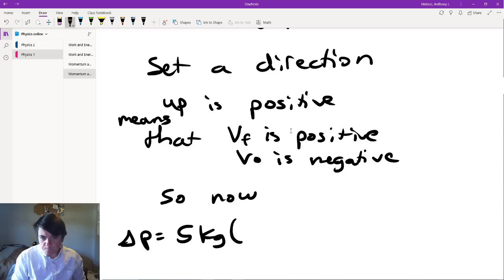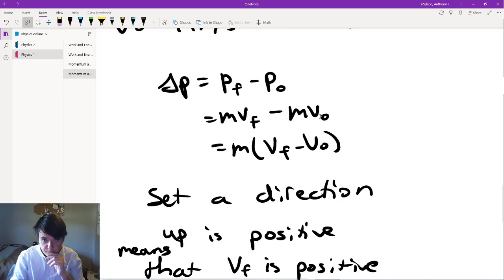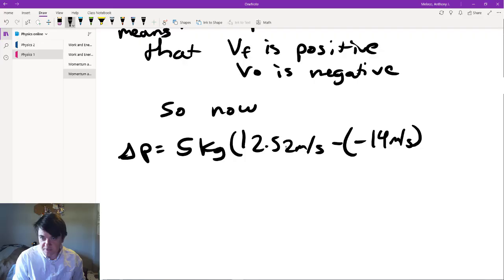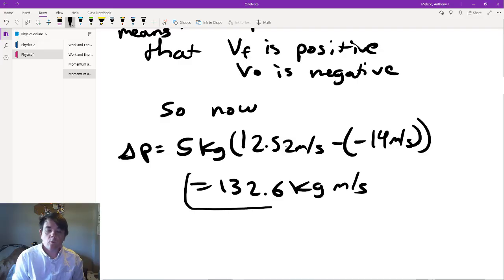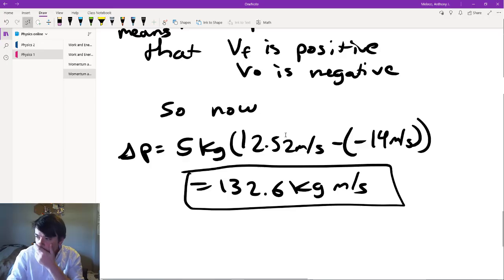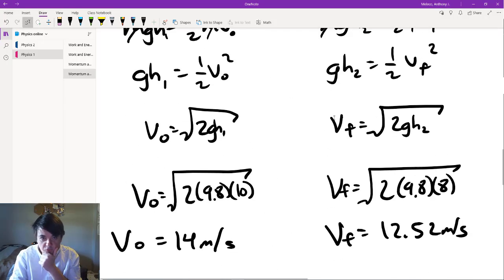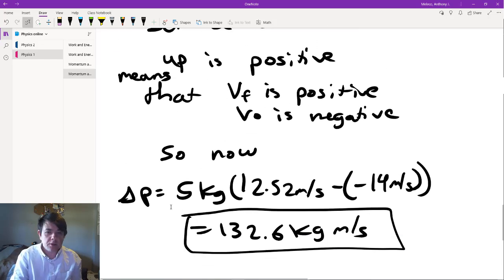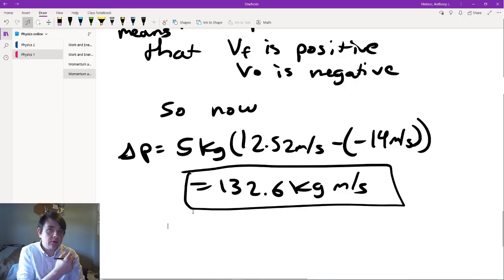times V final was 12.52 minus a minus, because that was now coming down. So now you're going to add those and multiply, and you get 132.6 kilogram meters per second, which is the impulse. Now, if you wanted to, you could have set down as positive, and if you had done that, you would have gotten a negative number here, which isn't a big deal. You really need the magnitude of the impulse.